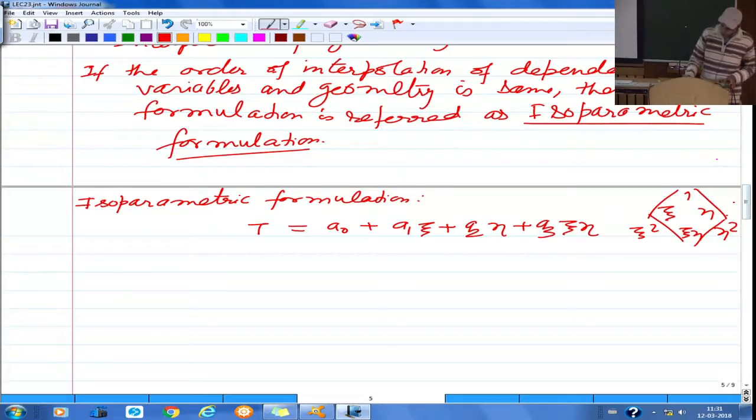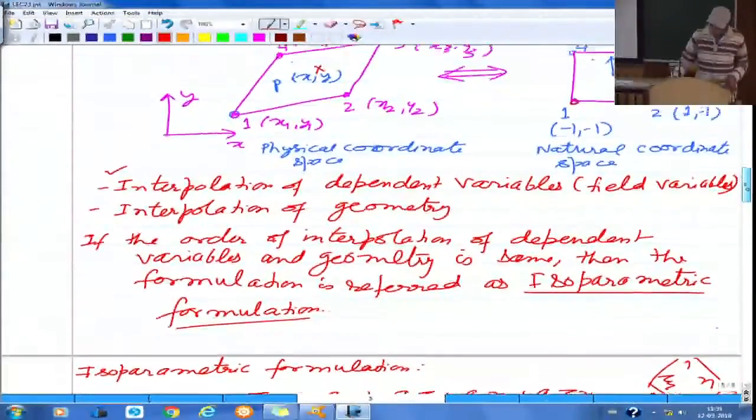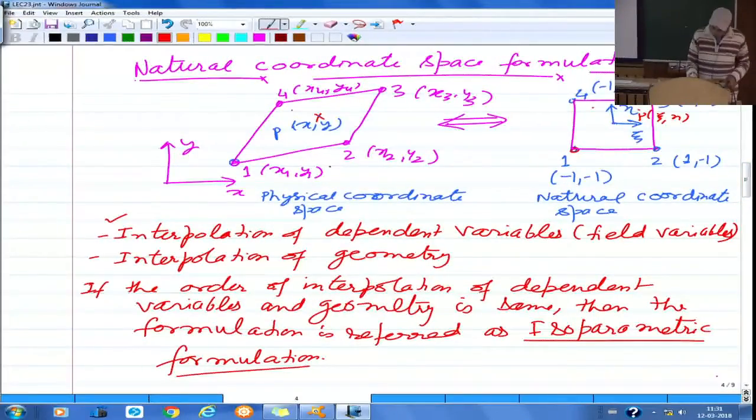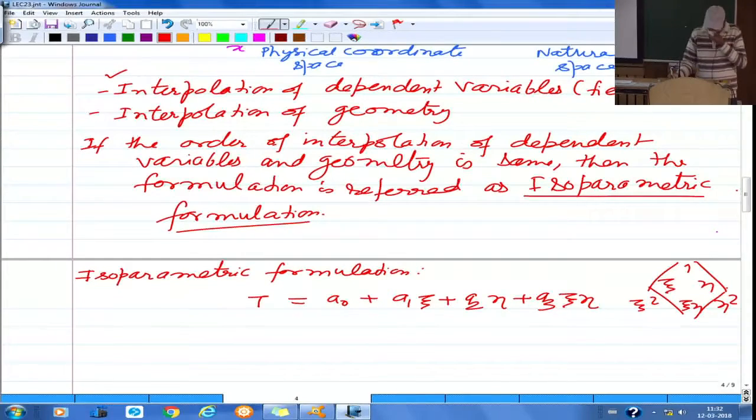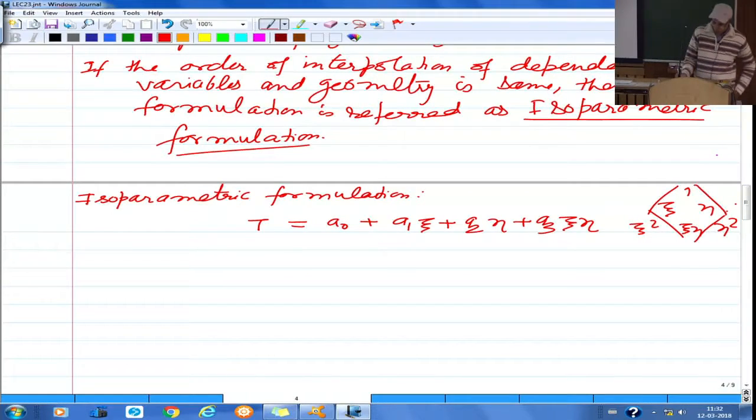So see, the only difference is that as far as T is concerned, the values of T at nodes 1, 2, 3, 4 are unknown. Values of T1, T2, T3, T4 are unknown. Whereas, because we know the geometry of the domain we are considering, these x1, y1, x2, y2, x3, y3, x4, y4 are known coordinates of the nodes. So x, y are known, whereas T1, T2, T3, T4 are unknown quantities, but we want to relate x, y also with xi and eta.